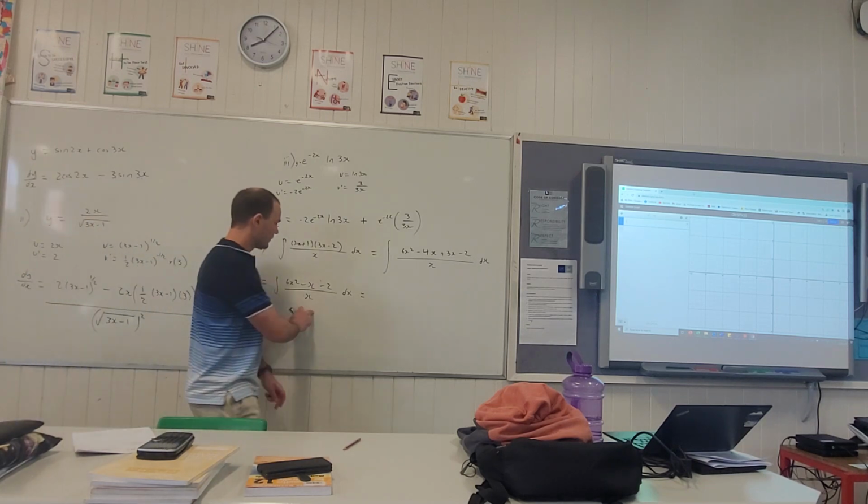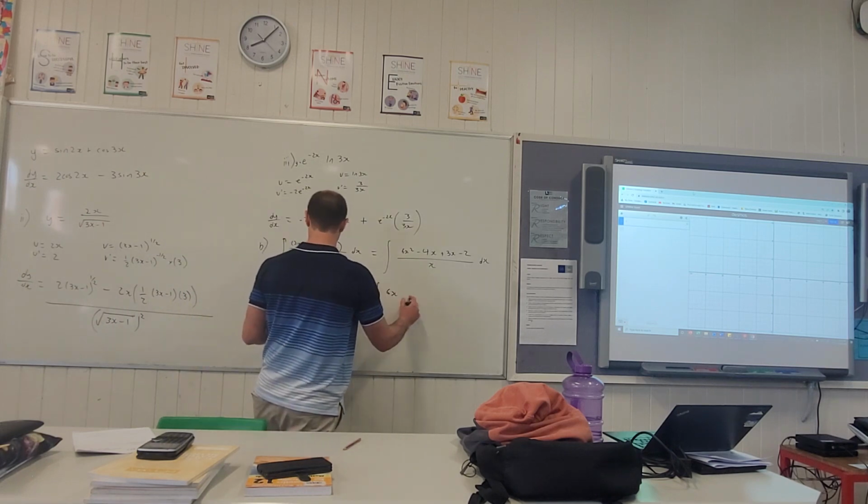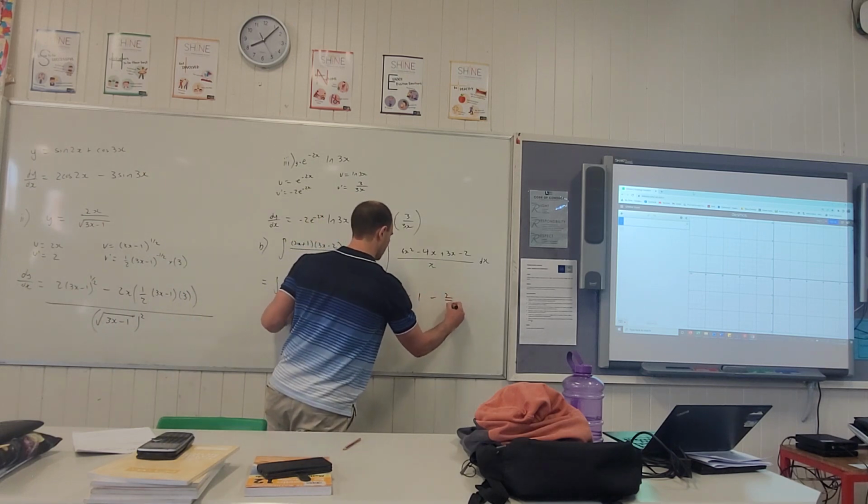6x squared take x back 2. Now we can simplify using index laws, right? So we're going to have 6x take 1, take 2 on x.